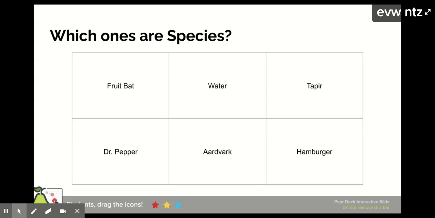All right, let's go over them. Fruit bat, species or non-species? Species, yes. What about Dr. Pepper? That is a non-species, correct. Water, also a non-species. What about an aardvark? That is a species. They're very similar to anteaters. What about a tapir? That is also a species. They're super cute. It's my mom's favorite animal. What about a hamburger? That is a non-species. Now that comes from species of cows, but hamburger itself is a non-species.